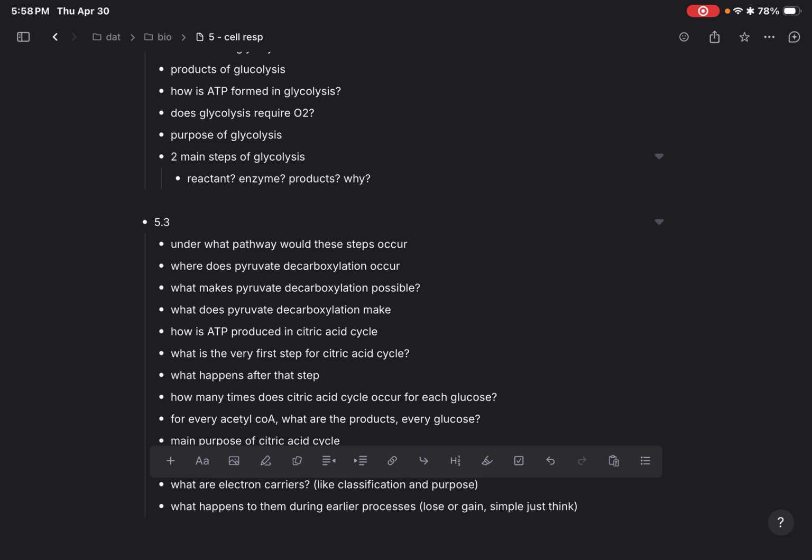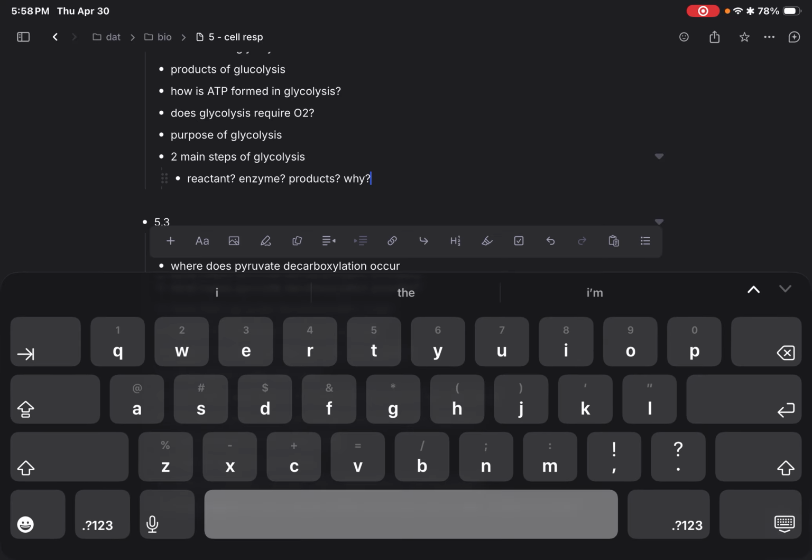I think the importance for this one is that this is the irreversible step. And that's how ATP production is regulated, through inhibition. So if there's too much ATP, then PFK will stop doing its work. I didn't remember that one.